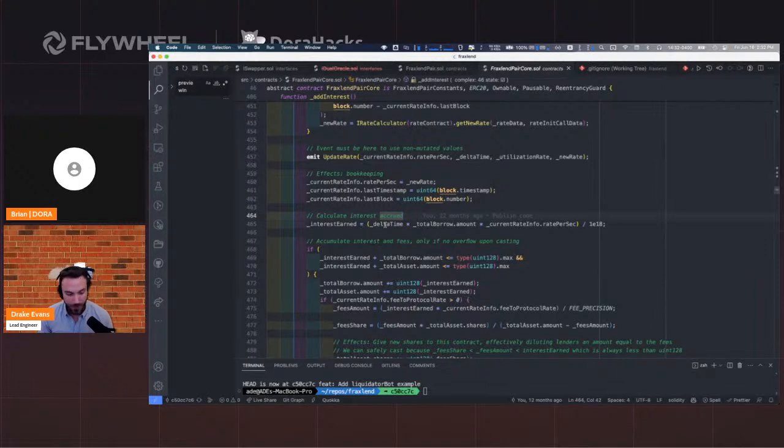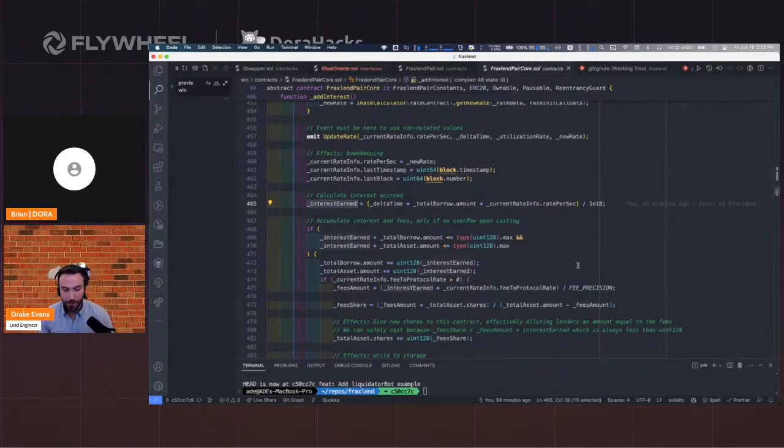So we have the amount of time that's elapsed, we have the total borrow amount for the entire pair, and we have the new rate per second. We multiply those together, and this gives us the total amount of interest earned. Now, the third and final step.